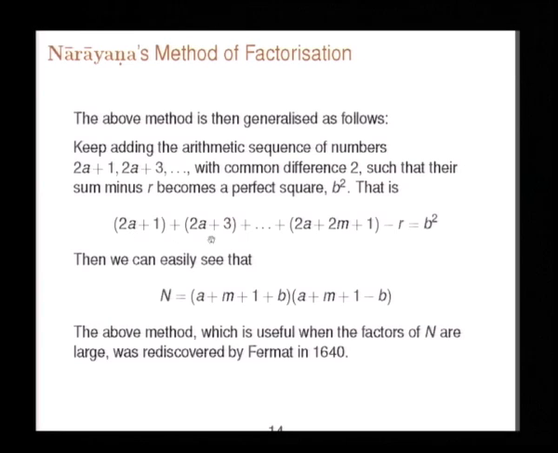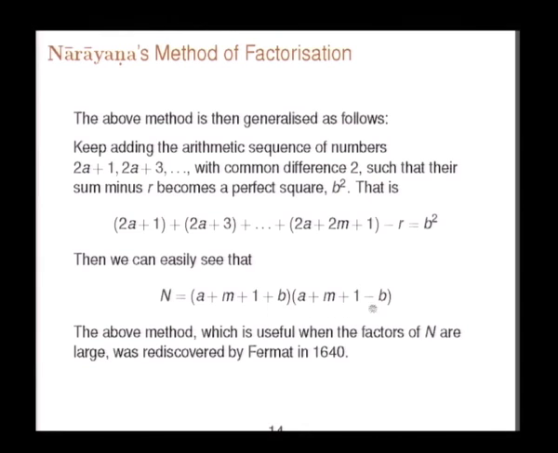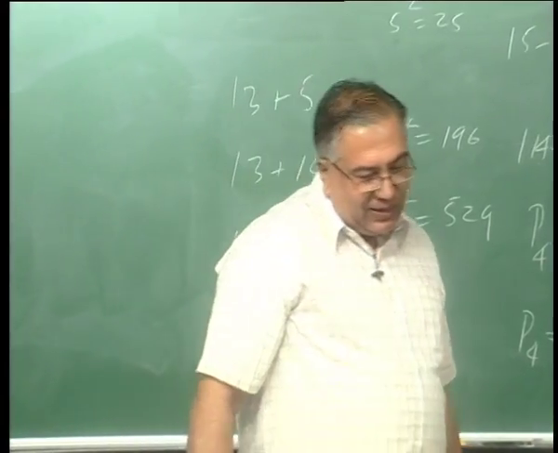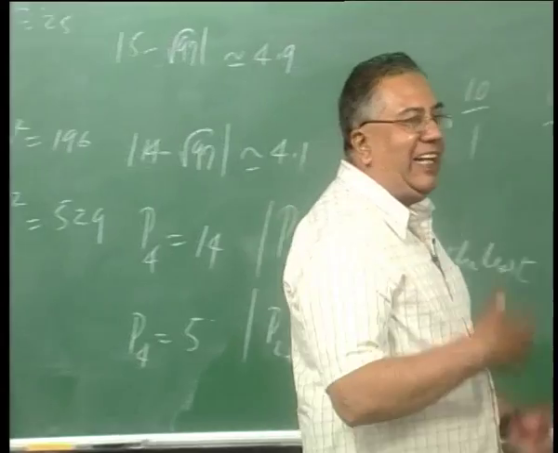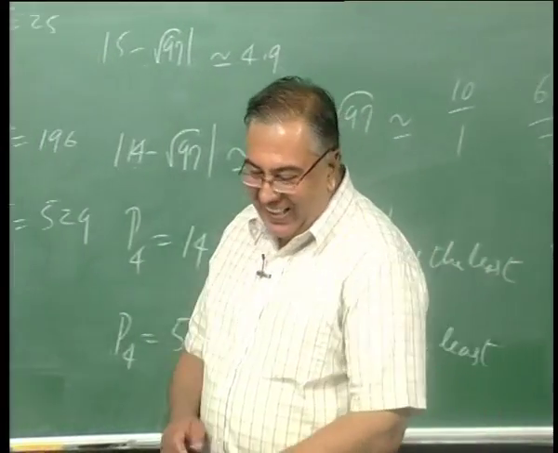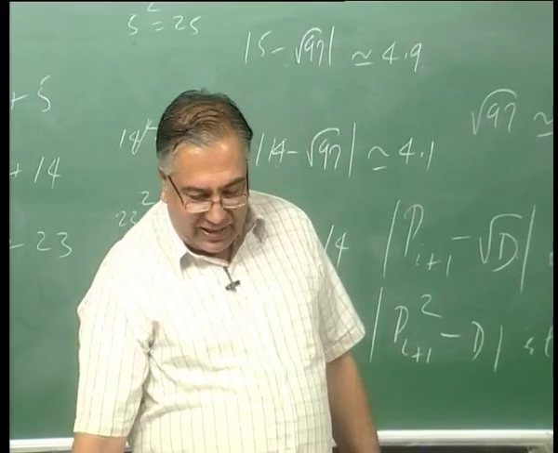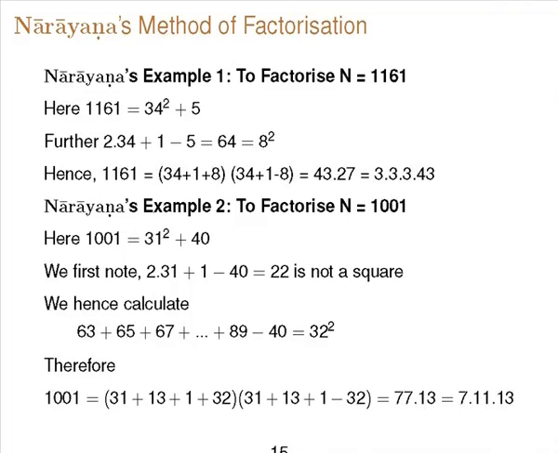So that is 2a plus 1 plus 2a plus 3 and so on, up to 2a plus 2m plus 1. So you have gone m terms in this arithmetic sequence, minus r is equal to b squared, then n will be a plus m plus 1 plus b, times a plus m plus 1 minus b. So this method actually was rediscovered by Fermat. I think Fermat seems to be re-anticipating or rediscovering many things that were earlier done in the Indian tradition. So Narayana has given two examples, they are not complex, but you can work out more complex examples by what is today known as the Fermat method of factorization.